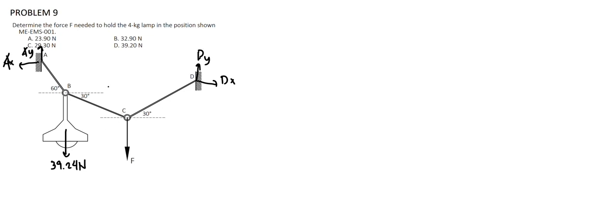Now to solve this, first we consider joint B. At point B, we have a 39.24 Newton force and a tension AB that is acting at 60 degrees and tension BC that is acting at 30 degrees. Now to solve for these two unknown forces, we can do summation of forces vertical and horizontal.